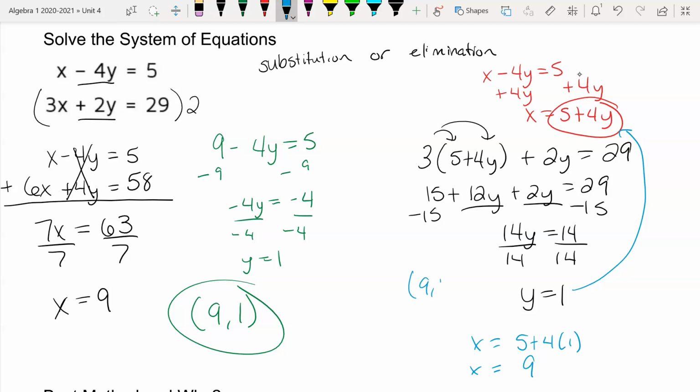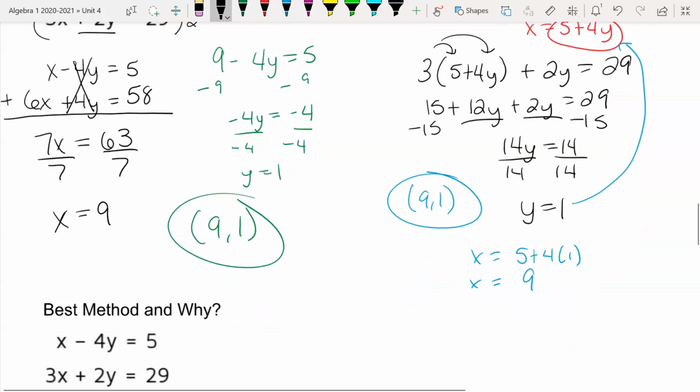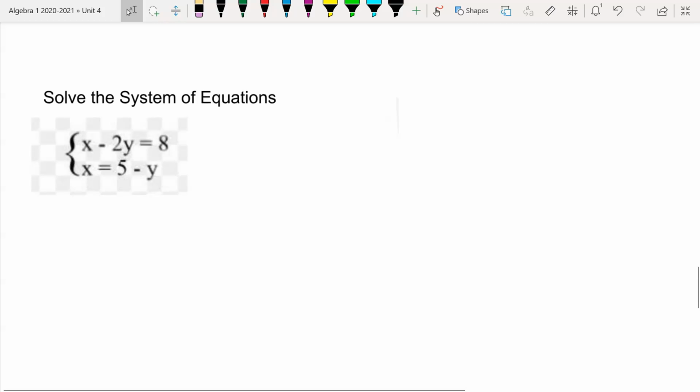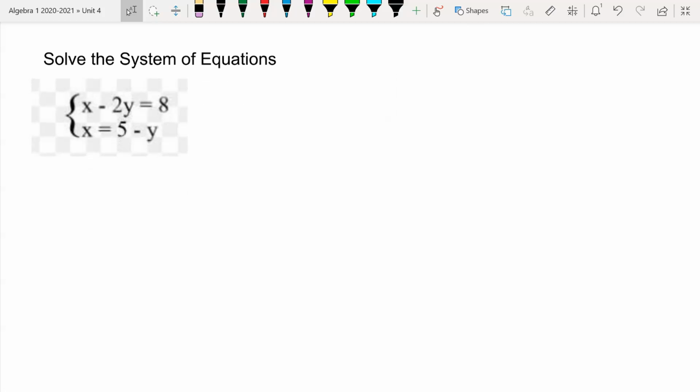But graphing is probably not your best solution here because it's not in y equals mx plus b form. So I would use substitution or elimination, whichever one you feel most comfortable with. All right, last one. Best method. We just talked about it. So here's your last problem. I would encourage you to pause it and try to solve it.